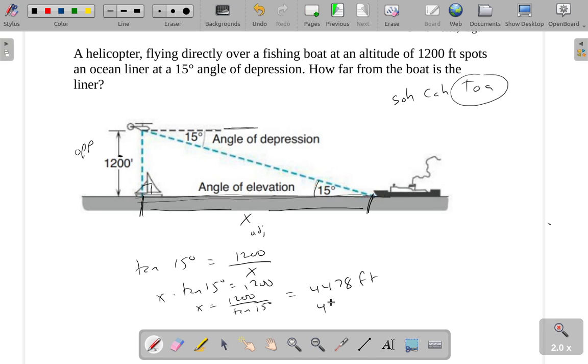So I'm going to call this 4,480 feet when I round it to 3 significant digits. The 4, and the 7, except the 7 has to be rounded up to an 8, so 4,480 feet approximately.